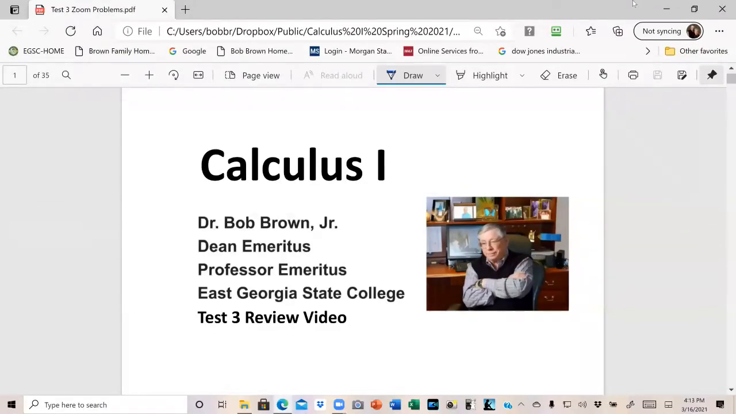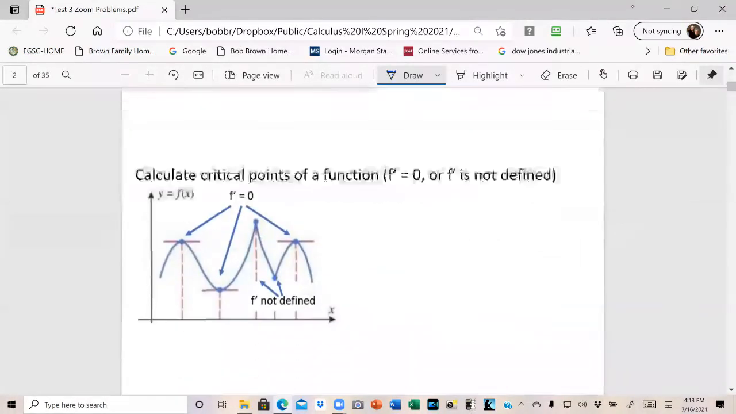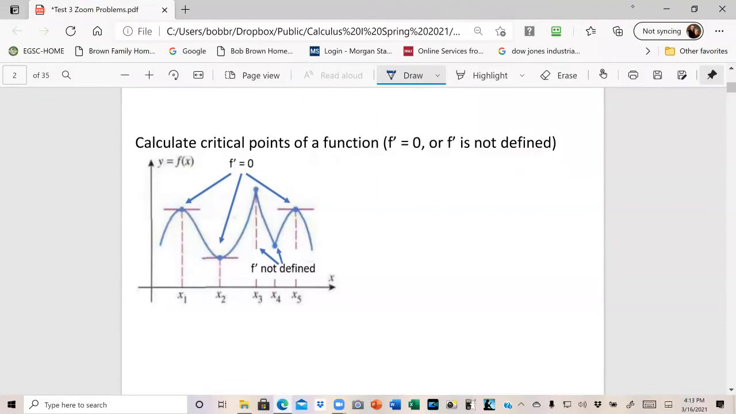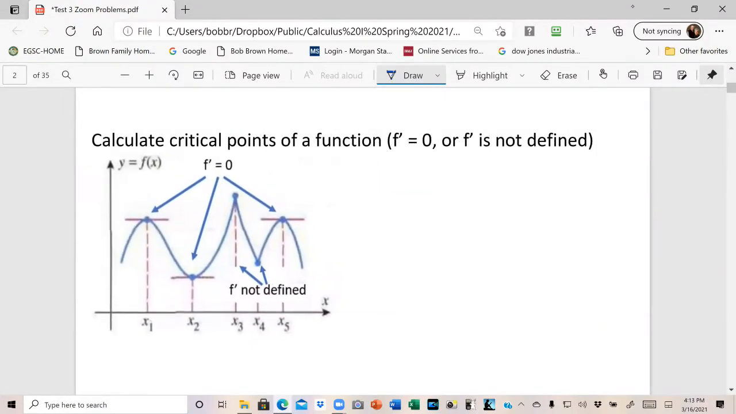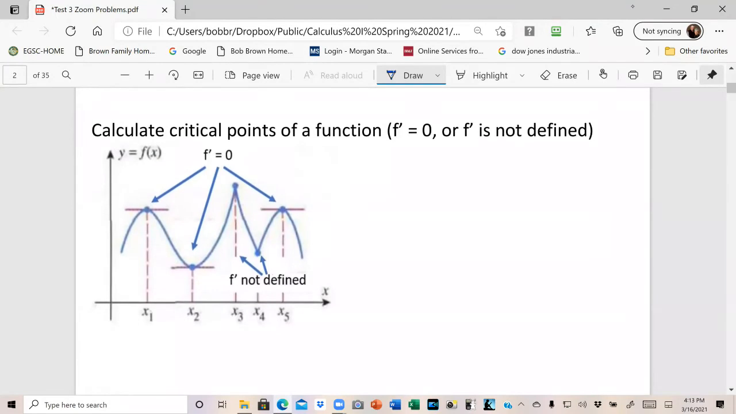In this video, we're going to cover the information you'll need to do well on test 3. To start off with, we're going to consider some concepts you'll need to be able to understand and work on the test. You need to be able to calculate critical points of a function.